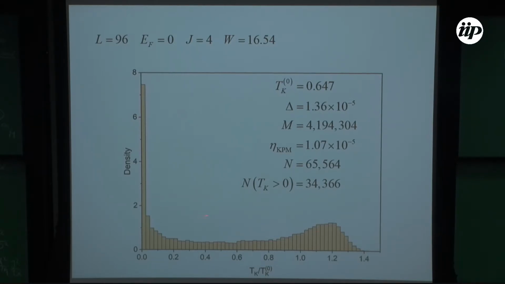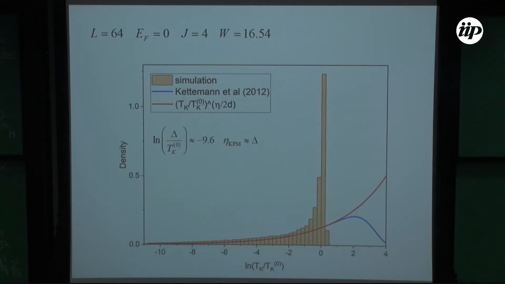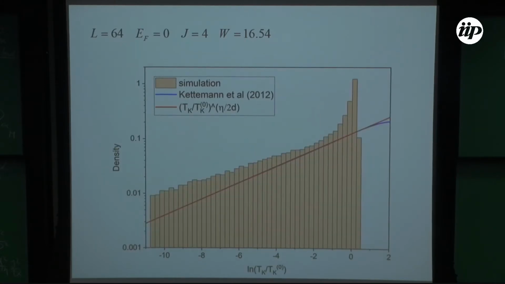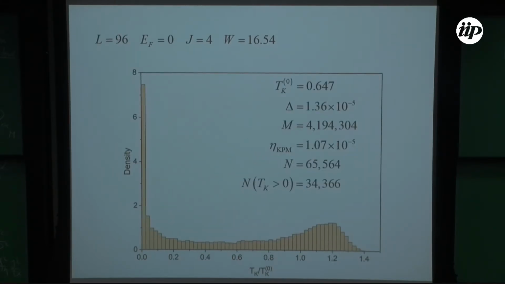This is L equal 96. Let's compare it with that. Basically, it's the same. Here we have to reduce the number of samples because now we need more resolution. The system is larger because we have a smaller level spacing. I mean, that was the idea, to get more resolution. So we need a larger number of moments.